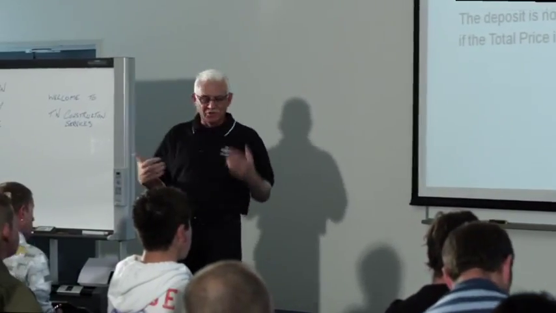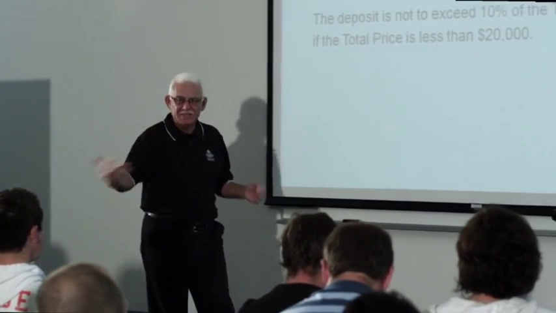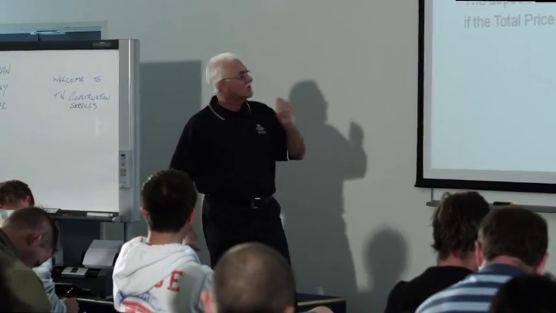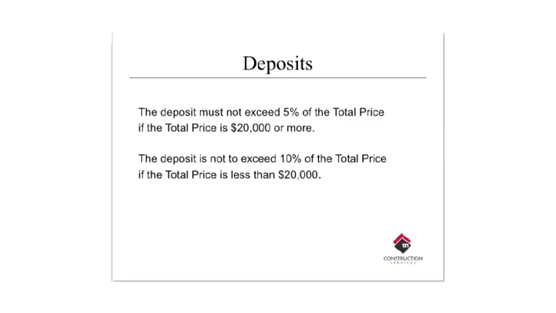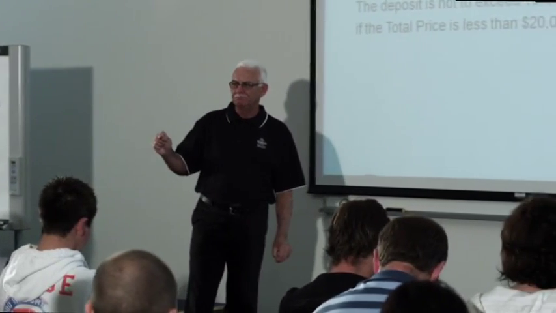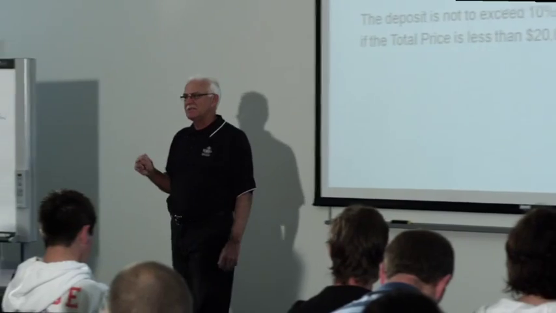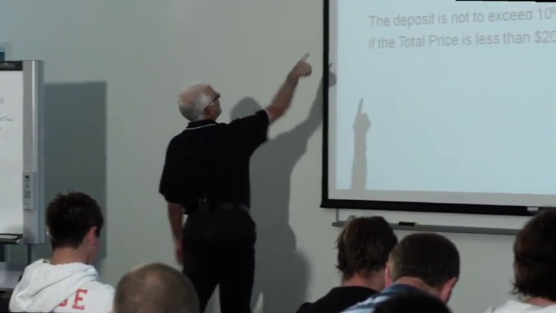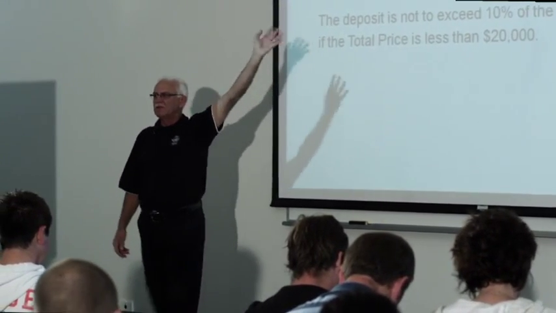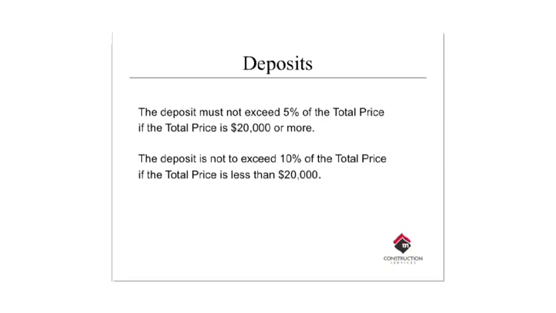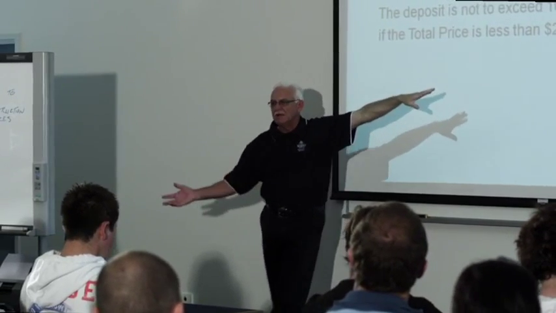When you enter into a contract, again, the law says that you're allowed to take a deposit. However, the law also says that if the contract is worth $20,000 or more, you're only allowed to take 5% of the total contract value. If the contract is worth less than $20,000, you can take 10%. All right, so basically what I'm saying here is if you enter into a proper fully blown residential building contract that's worth $400,000 or $500,000, you can only take 5% deposit. If you enter into a minor works contract, a smaller one, you can take 10% because it's a smaller job. You'll probably spend more money up front.